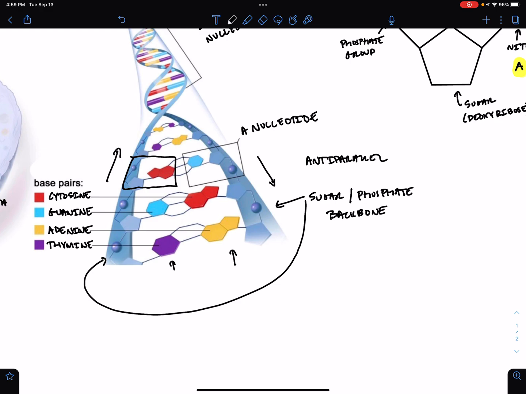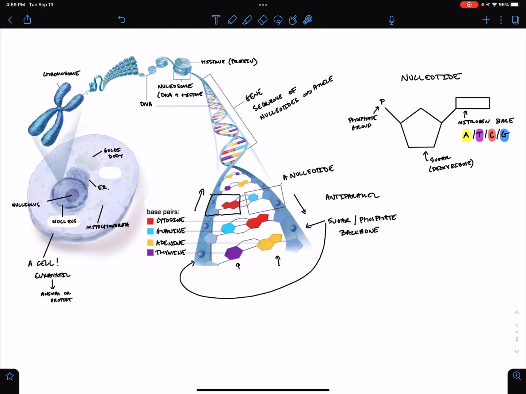Okay, so how does this strand of DNA actually encode genetic information? Well, it's a sequence.